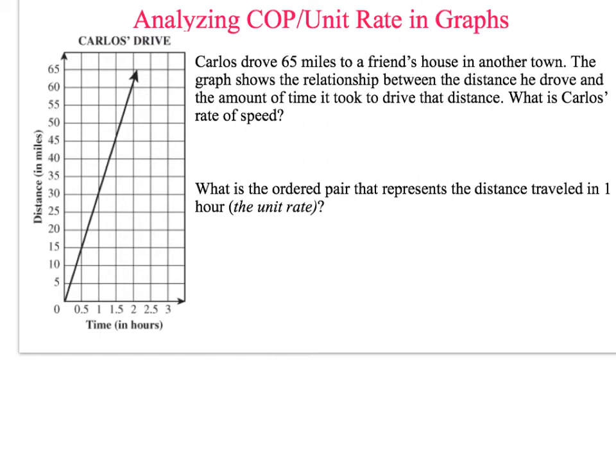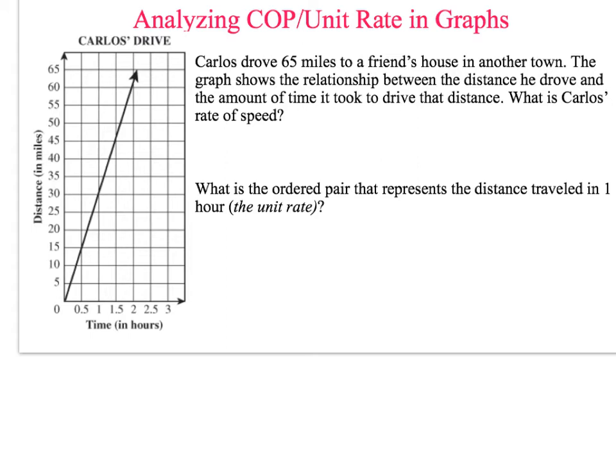Now let's take a look at a problem where you might have to go beyond just calculating the constant of proportionality. Carlos drove 65 miles to a friend's house in another town. The graph shows the relationship between the distance he drove and the amount of time it took to drive that distance. What is Carlos's rate of speed? So rate of speed just means how fast he's going.